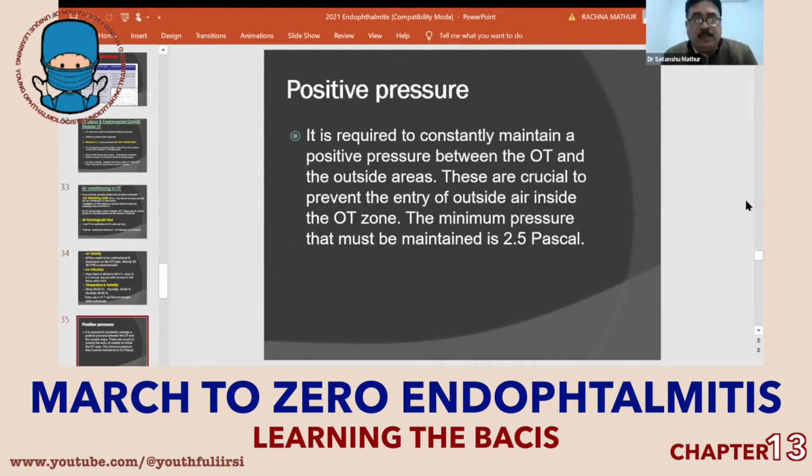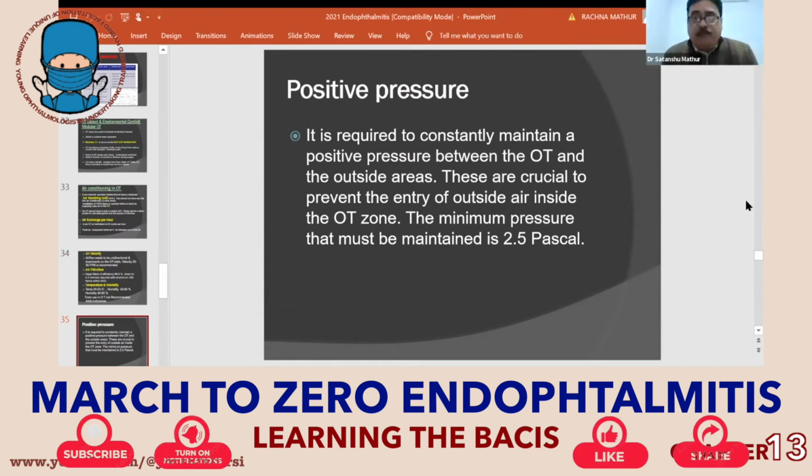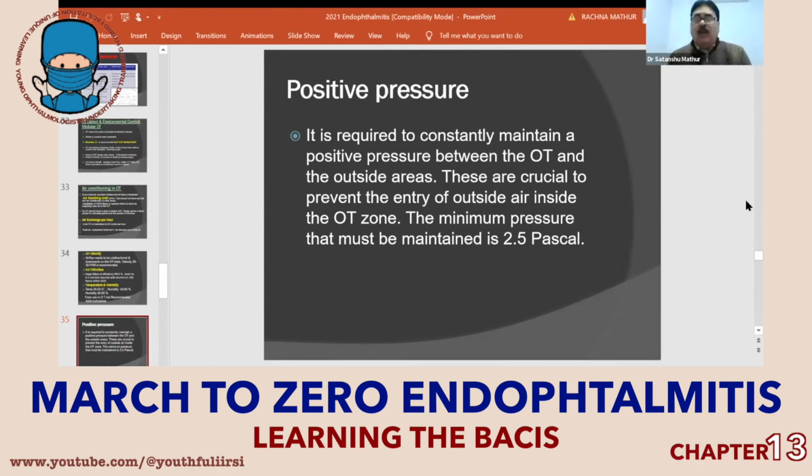Positive pressure is very important. I have a meter outside my OT, which tells me the outside pressure is minimum 4 to 5 Pascal more than the interior pressure, so that the outside air will not enter the OT whenever the door is open.